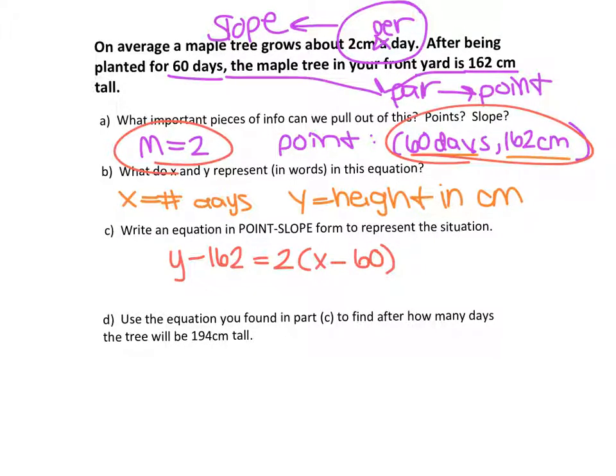So then from here, part D says use the equation you found in part C to find after how many days the tree will be 194 centimeters tall. Well, I know that the height in centimeters is the y-coordinate, so what this is telling me is that 194 will be substituted in for y. So I want to know after how many days the tree will be 194 centimeters tall. So I'm going to substitute in for y.